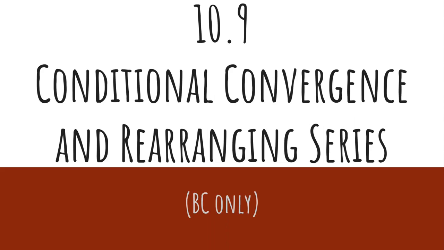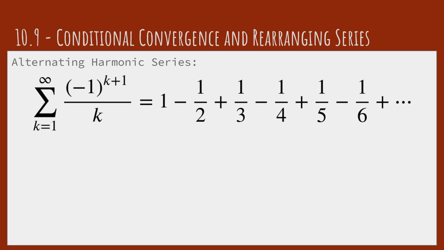I want to talk a little bit more about conditional convergence and specifically rearranging terms in a conditionally convergent series. This is one of the more fascinating things I think about infinite series: what we can do with a conditionally convergent series, and it's really counterintuitive. I'm going to use the alternating harmonic series as an example, but I want to be clear that this is something we can do with any conditionally convergent series.